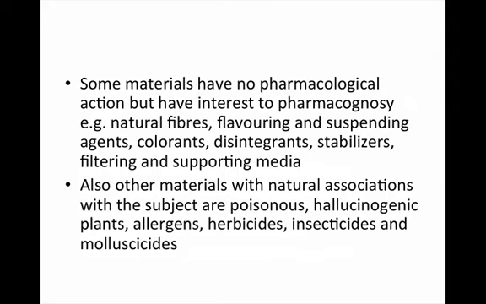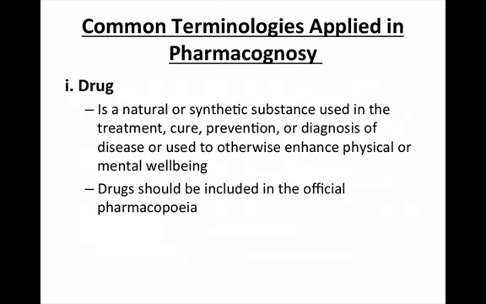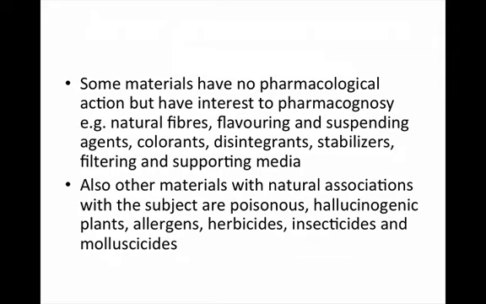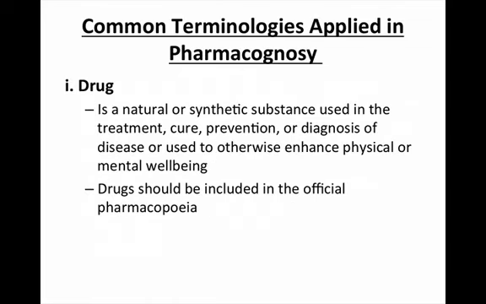Molluscs ni viumbe au organism wa jamii kama ya konokono, ambao wanapatikana sana kwenye sehemu za maji na sehemu za mboga za majani na sehemu za aina hiyo. Kwa hiyo hizi materials, all of these ni things ambazo zina close association with the subject because of their nature or from where they are being obtained.